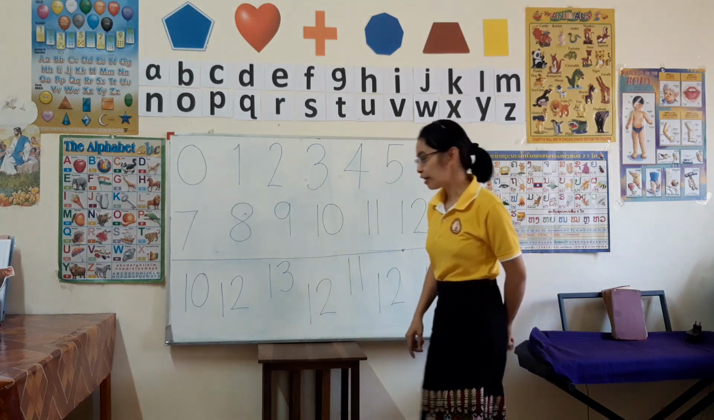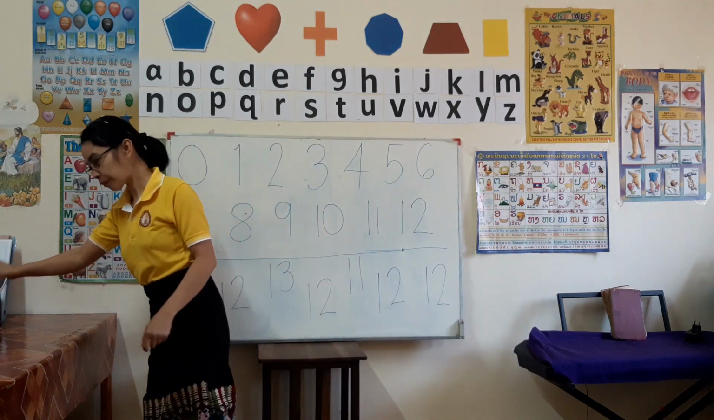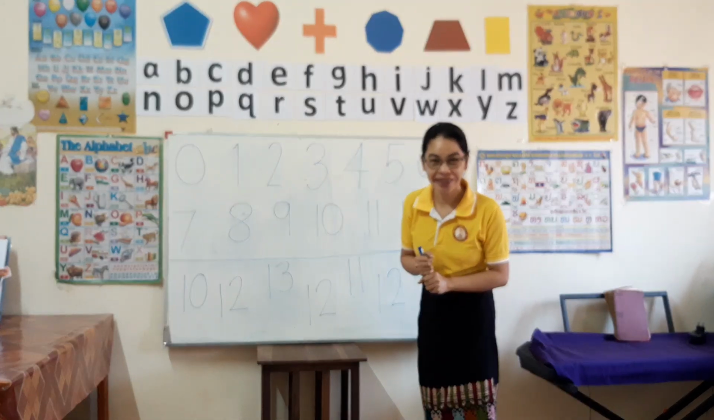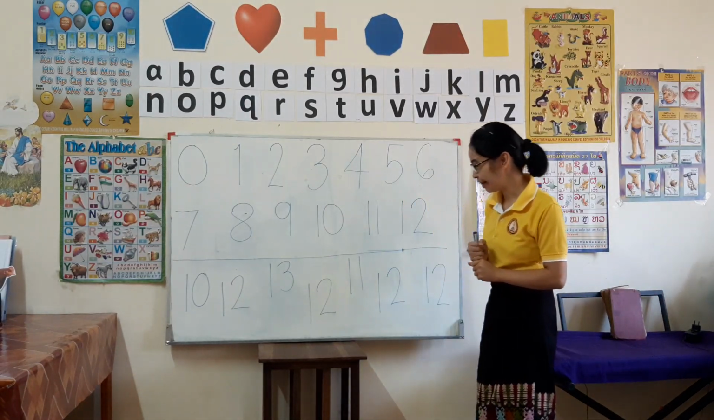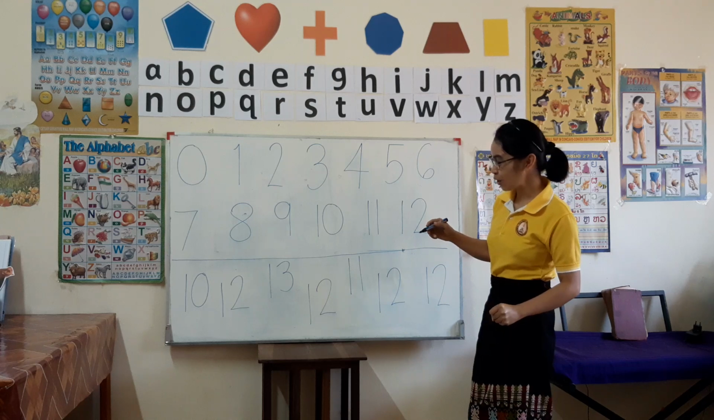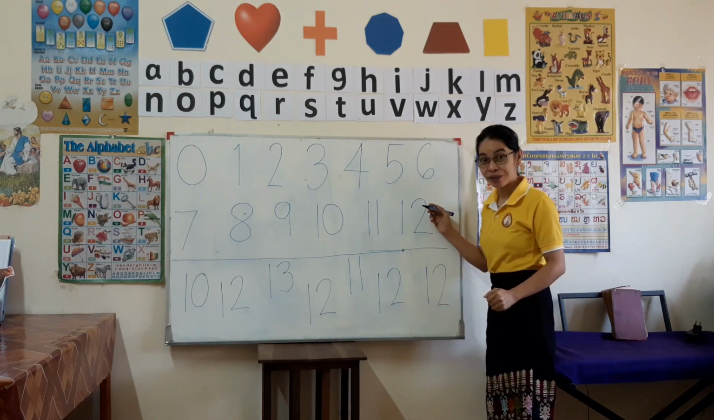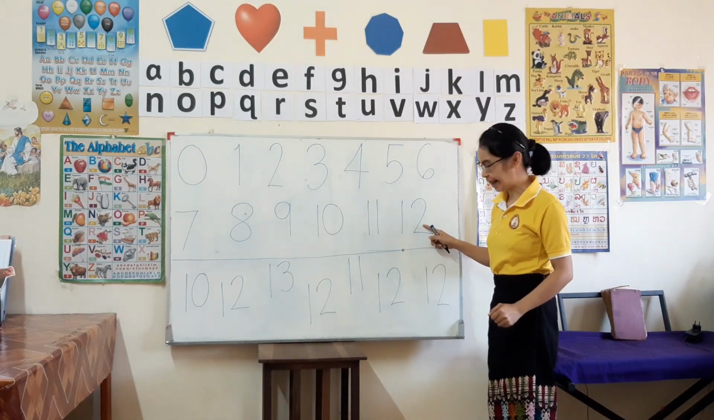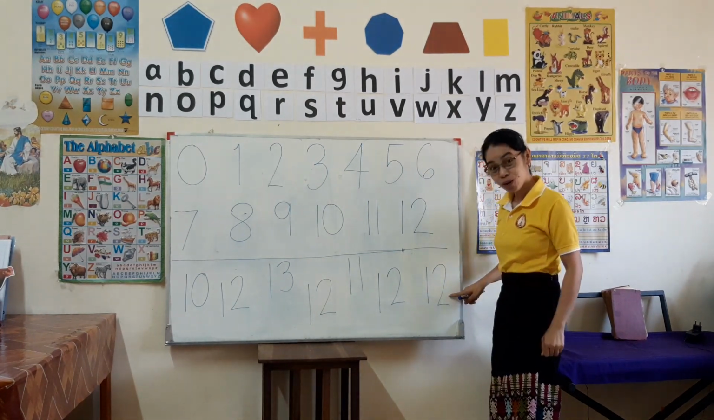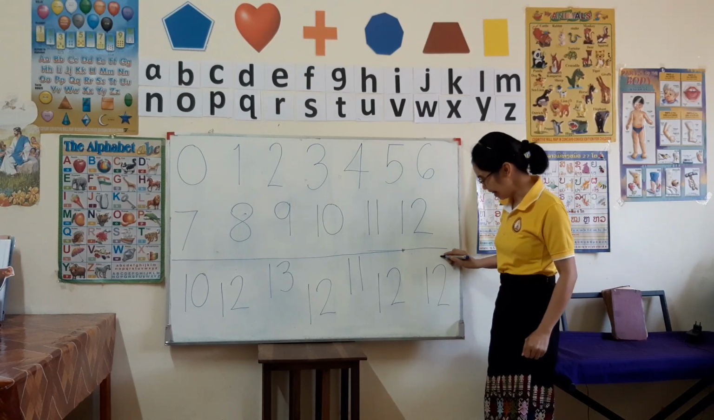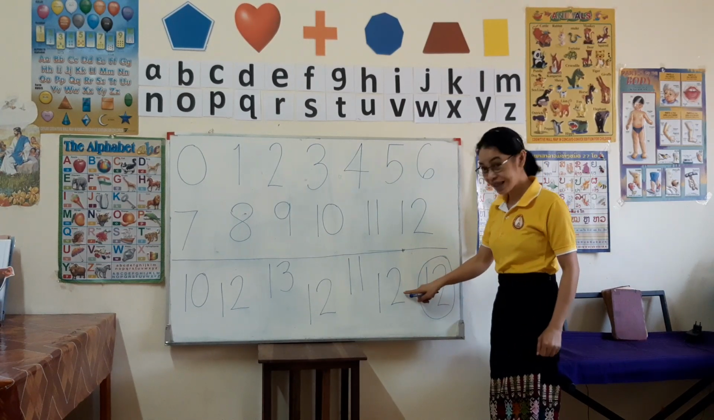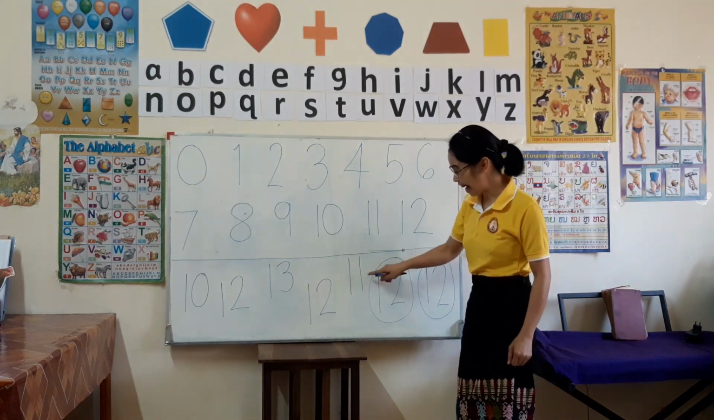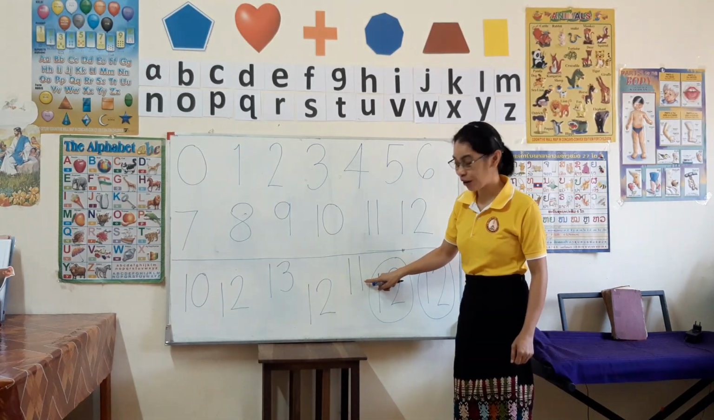Okay? So, children, I want you to find where number 12 is. Do you know where number 12 is? Okay, let's circle number 12. Where's number 12? This, yes? Very good. Is this number 12? Yes, then let's circle. Is this number 12? Yes. Okay, then this. No, why?